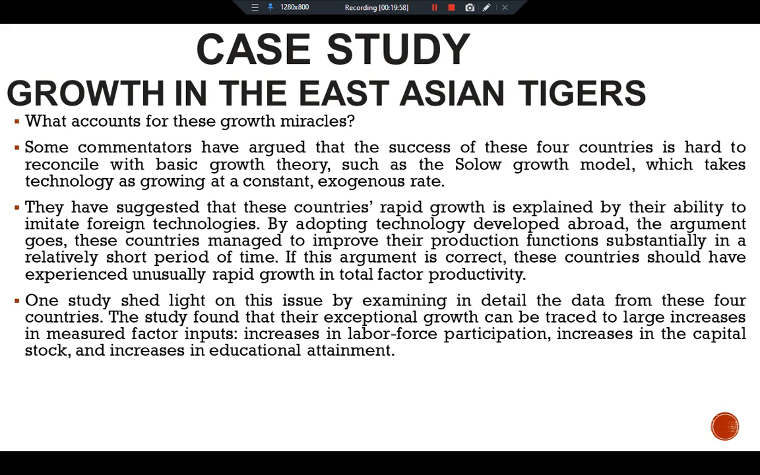Okay, one study shed light on this issue by explaining in detail the data from these four countries. The study found that their exceptional growth can be traced to a large increase in measured factor inputs: increases in labor force participation, increases in the capital stock, and increases in educational attainment.